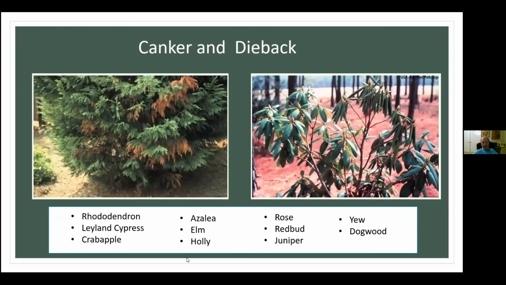Branch dieback resulting from cankers can occur on many woody ornamentals, including holly, rhododendron, azalea, rose, dogwood, yew, elm, and many others. Pictured is dieback on a Leland cypress and rhododendron. Dieback starts at the tip and progresses until the entire twig and the branch turn brown and die.